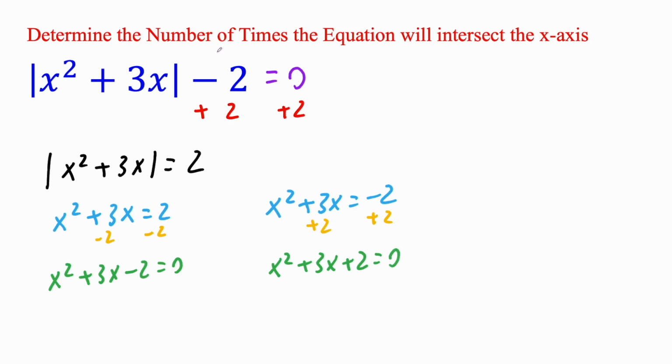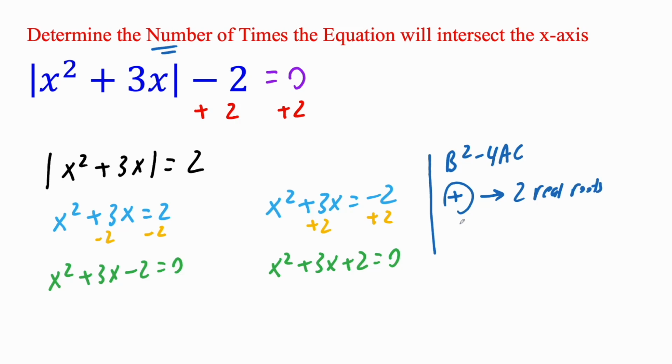Now in this problem, we don't actually care where they intersect. All we want to know is the number of times. And so we can use a discriminant. So the discriminant is b squared minus 4ac. And if the discriminant is positive, we get 2 real roots. So 2 instances where it crosses the x-axis. Now if it's 0, we're going to get 1 real root. So it'll cross the x-axis once. And if it's a negative number, it'll have no real roots, so it won't cross the x-axis. So we're going to figure out the discriminant for this piece and this piece.